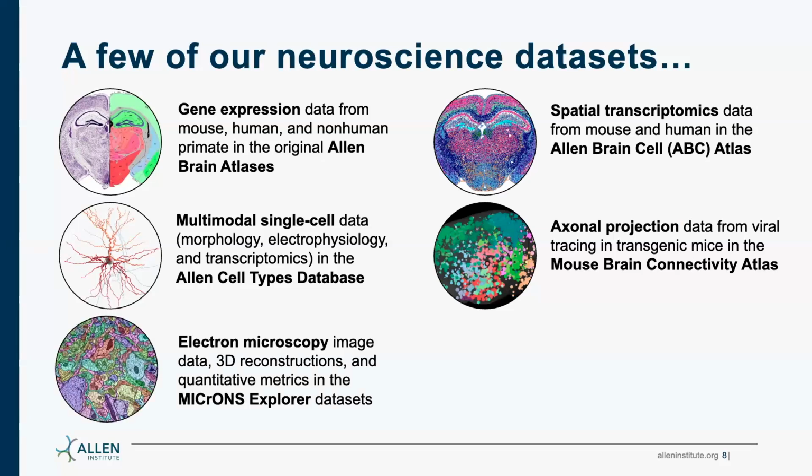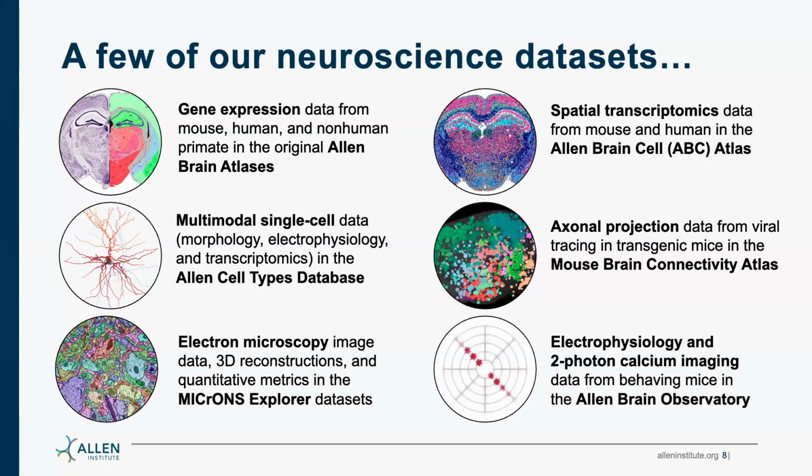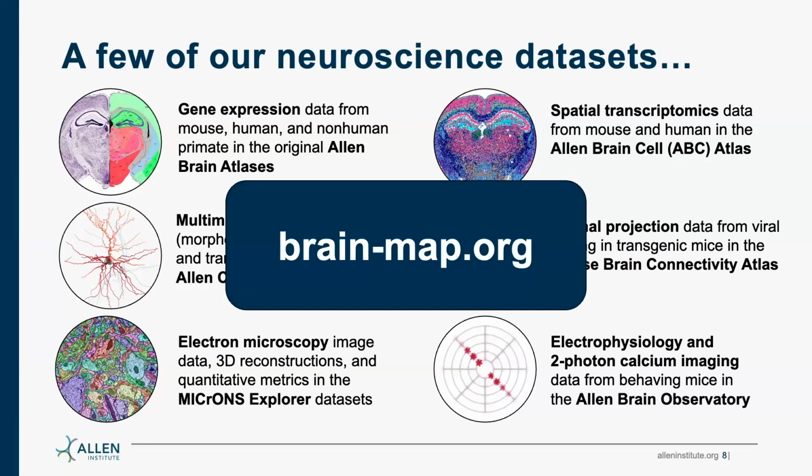And we also have a massive set of electron microscopy data. So the Microns project, as part of a consortium, has actually mapped an entire cubic millimeter of mouse brain in its entirety. So that's really fun to explore as well. And we also have some physiology data, both electrophysiology and 2-photon calcium imaging, which can be found in the Allen Brain Observatory. And all of these data sets are available on brain-map.org, which is our data portal for the Allen Institute for Brain Science.